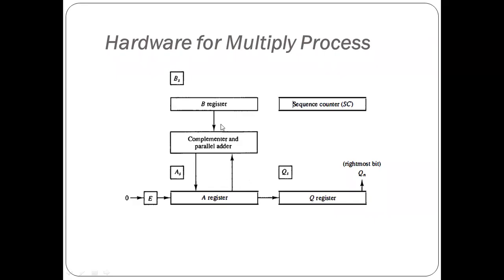Okay, and this is the hardware required. A register, B register, AS and BS hold the sign components, and QS is the sign of the resultant. A register is also used for storing the magnitude of the resultant, and AS holds the sign of the resultant product. E holds any extra carry that we get after adding the multiplicand to the partial product which is accumulated in A register, right?